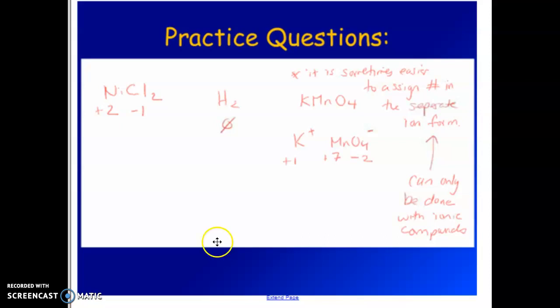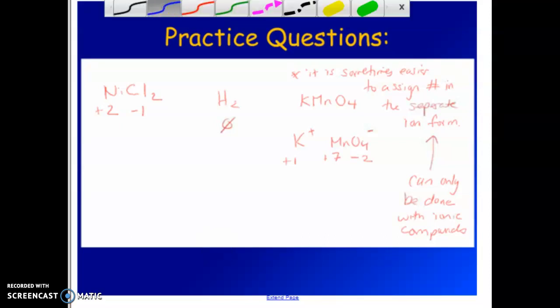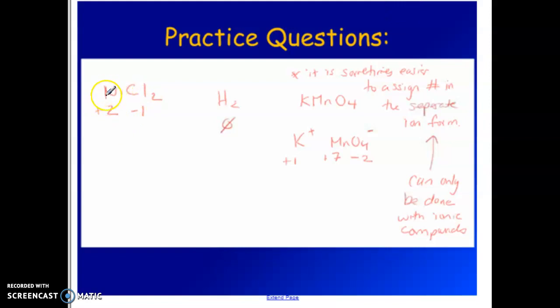Okay, so let's take a look at the answers here. So we have the nickel and chlorine. Remember, you're assigning per element. So nickel and chlorine, these are just simple ions here. Nickel +2, chlorine -1. Hydrogen is in its elemental form, so it's just 0. And as I mentioned, it's sometimes easier to assign oxidation numbers if you write them out as the separate ions. Of course, this can only be done when you're looking at ionic compounds. So potassium is a simple ion, so it's equal to the ion charge.